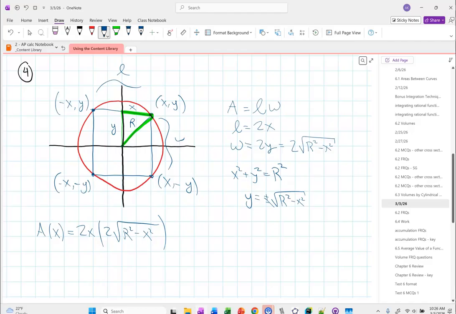So that's my part A, where it asks me to write the area function. David, are we happy so far? Yeah. Okay. Now, I should come up with a domain for this function, right? So what is the smallest possible value for x? Probably 0, right? Because if x is 0, then the area is 0, and that's not a rectangle anymore.